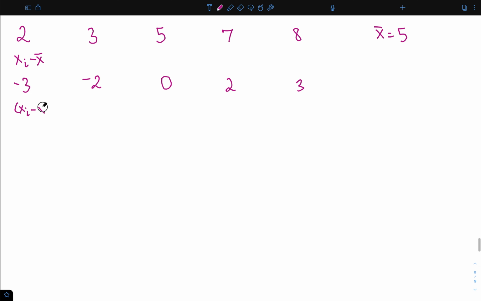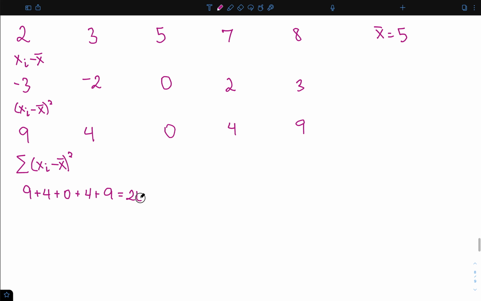We then need to square these values. That gives us 9, 4, 0, 4, and 9. The next step is to add up the numbers that we have squared. 9 plus 4 plus 0 plus 4 plus 9 is 26.